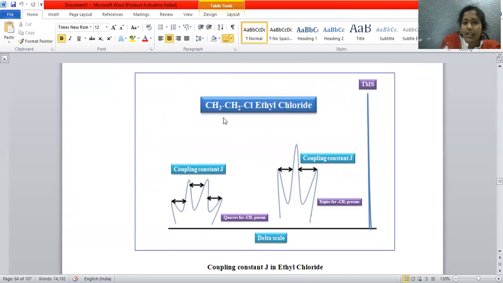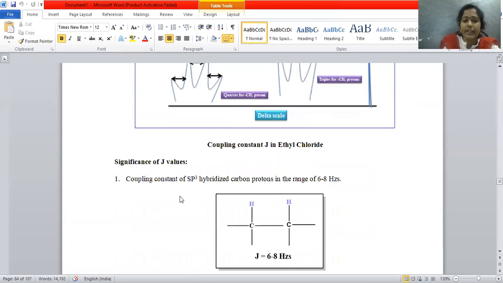Now let us see, this is again ethyl chloride. Just now we saw one triplet and one quartet will be given for ethyl chloride on the delta scale. When we observe the distance between two adjacent peaks, this is denoted as the coupling constant. And it is important to observe that whenever we calculate the distance, it remains the same for all peaks. Here also the distance remains the same, and here also. When we observe these three distances, they are exactly the same. Hence the distance between two consecutive peaks is called the coupling constant J.